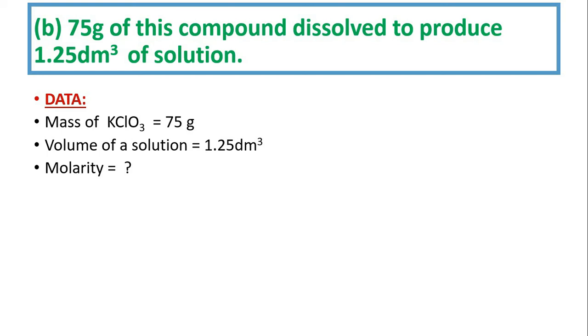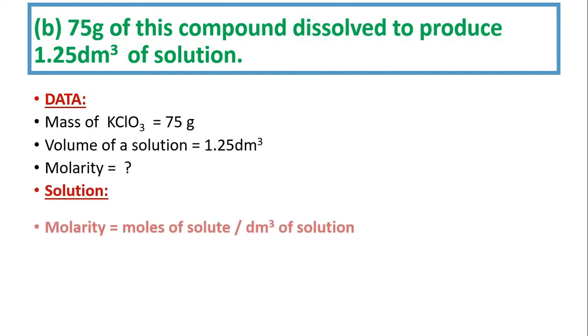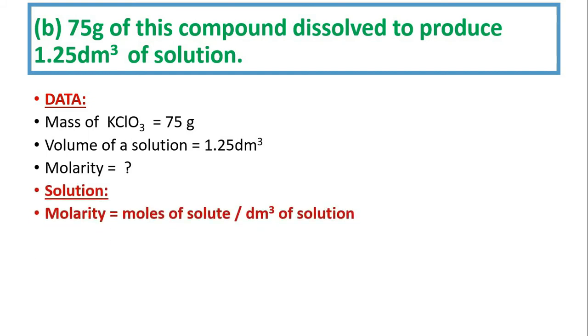So, whenever we have the mass, not the moles, what should we do? Let's see. Solution. Molarity is equal to moles of solute per dm³ of solution. Students, look at this molarity formula: number of moles of solute divided by dm³ of solution. But in the question we are given the mass, so what will we do? We cannot apply this formula directly. So first we will find the number of moles of solute, then we will put it in the molarity formula to find the molarity, right?